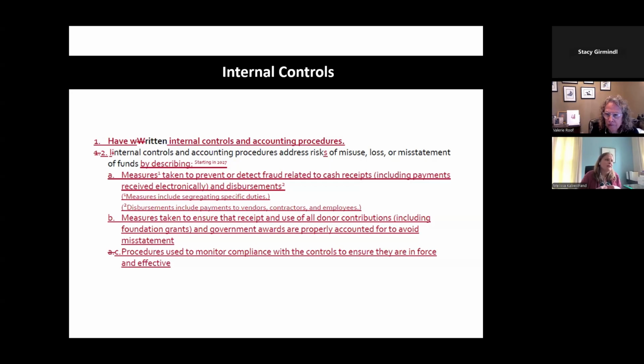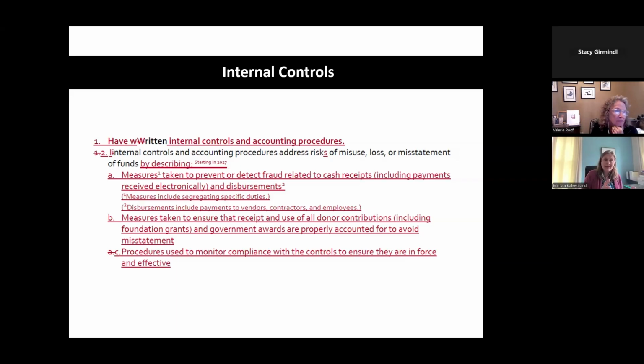What are you doing, what are the measures, to ensure that the receipt and use of your donor contributions are properly accounted for? And how are you monitoring that those controls are in place? Again, that's going to look different in the number of people and who's doing that and what are the steps being taken. Those are all going to be different. But really, this comes out of the framework that is for accounting professionals as well as the Alliance's guidance on this topic.